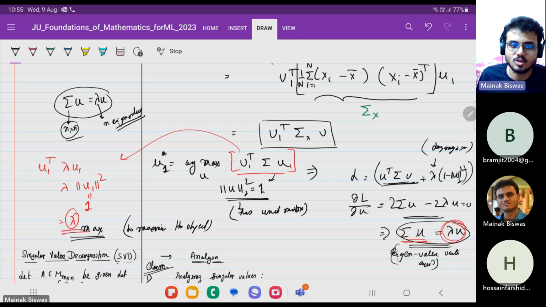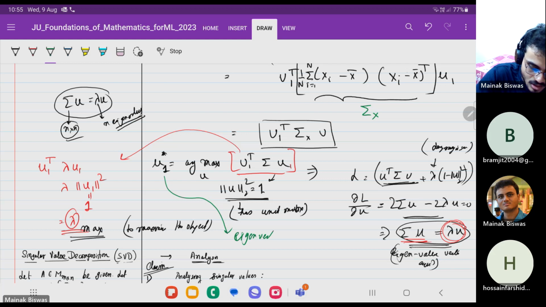I'll select lambda max to maximize the objective. So what will be u1? The u1 will be the eigenvector of the first eigenvalue. So any idea how will I get the second principal component, the second eigenvalue, and the third eigenvalue, right?